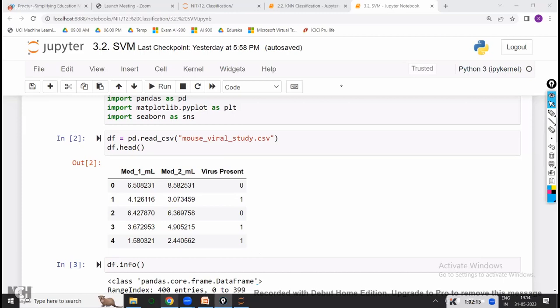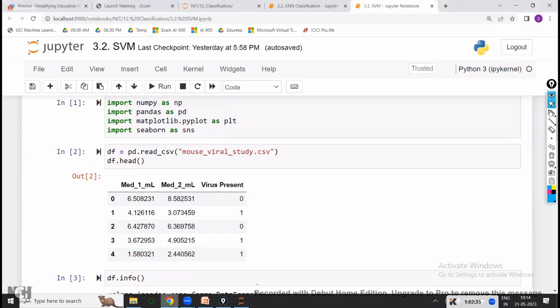But here, the thing is, they are applying machine learning. This is the project description I'm saying. Here I have medicine 1 in terms of ml and medicine 2 in terms of ml, and whether it has killed the virus or not. Yes or no. This is the project. And you have to predict for a new medicine. If this much amount, 1.269 and 2.345, if I give, whether it will kill or not. Yes or no. This you have to predict by observing this data. That is the project. Right?